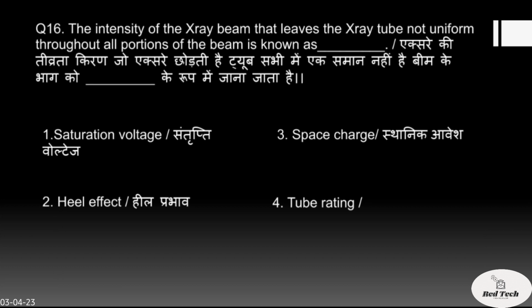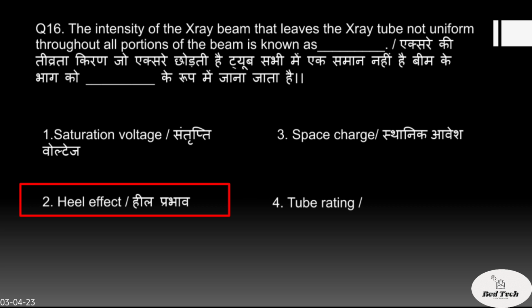The intensity of the X-ray beam that leaves the X-ray tube, not uniform throughout all portions of the beam, is known as. So in this question we have to tell about the intensity of the beam that is not uniform throughout the portion, what it is basically known as. So options are option number 1 saturation voltage, option number 2 Heel effect, option number 3 space charge, option number 4 tube rating.